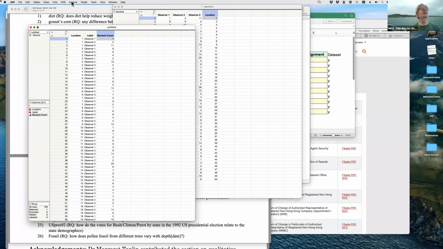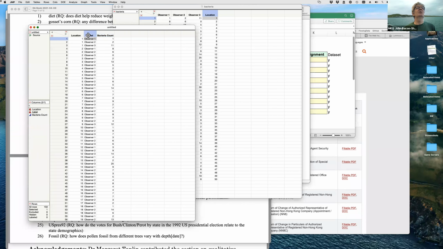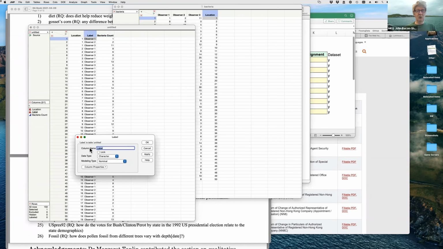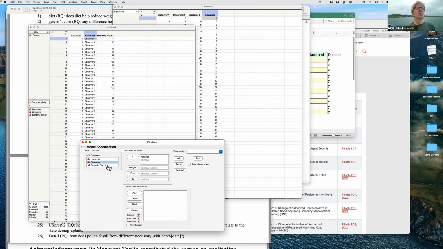Okay, so we can now fit a model that tries to predict how the count depends on the location. In fact, I'm going to change this as well. I'm going to change label to observer to remind me. So I'm now going to fit a model. I put bacteria count as my Y, and location and observer as my X's.